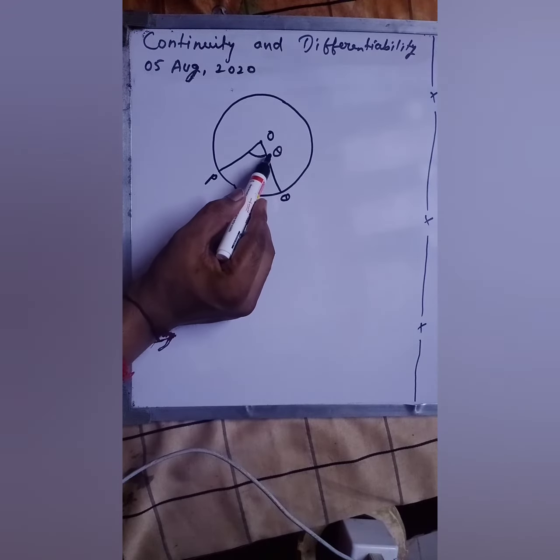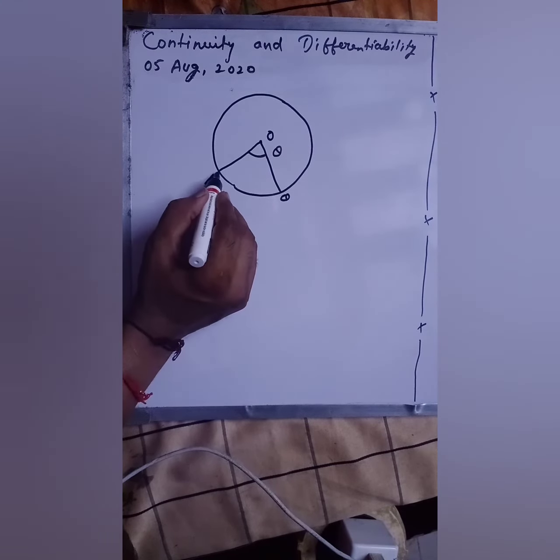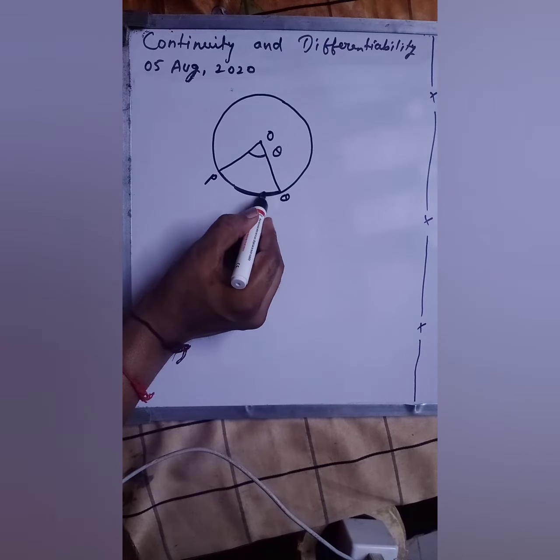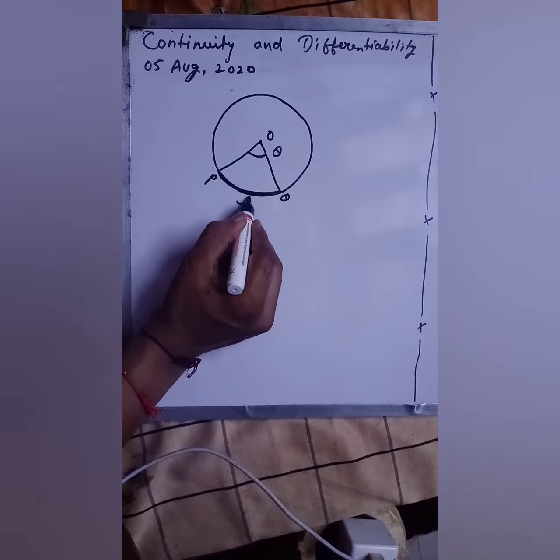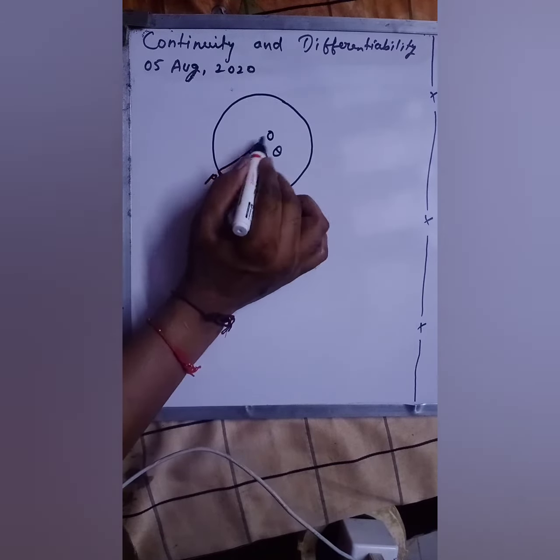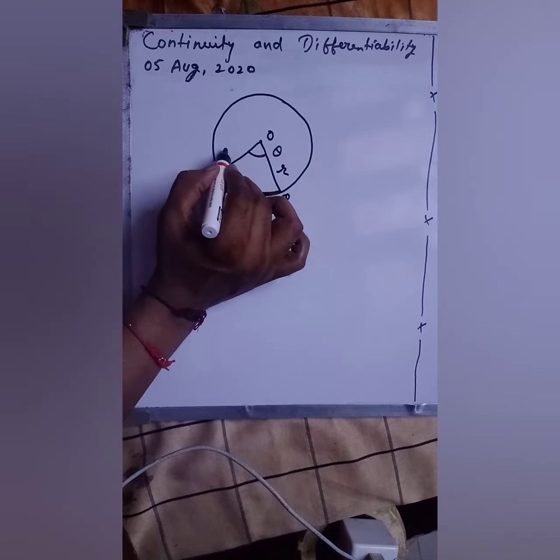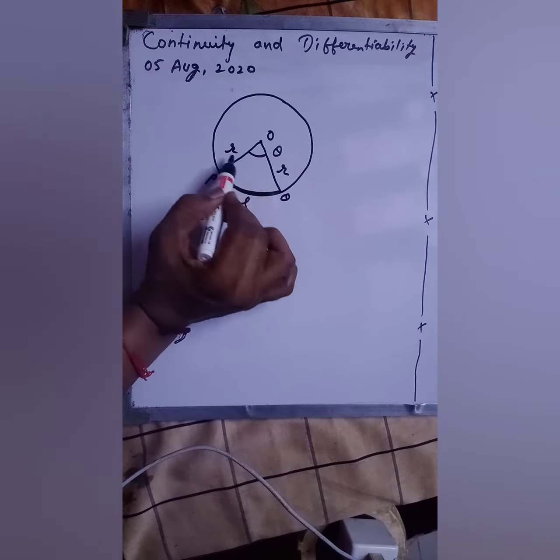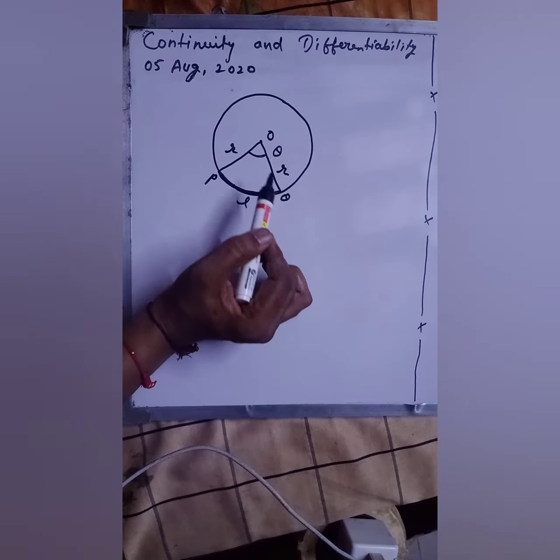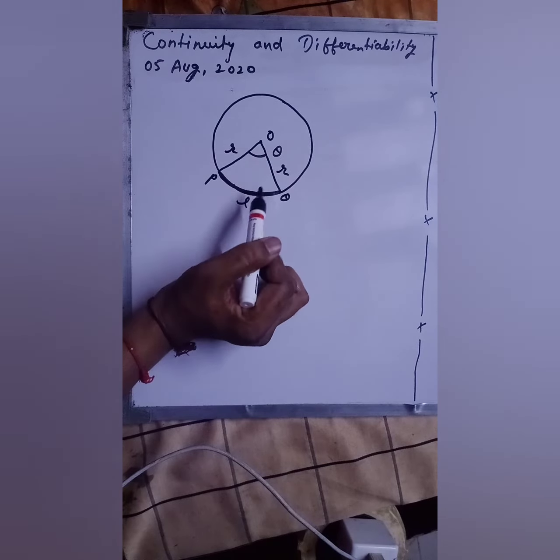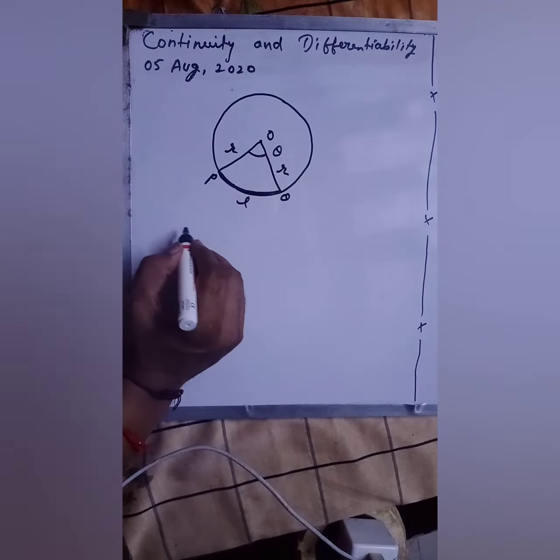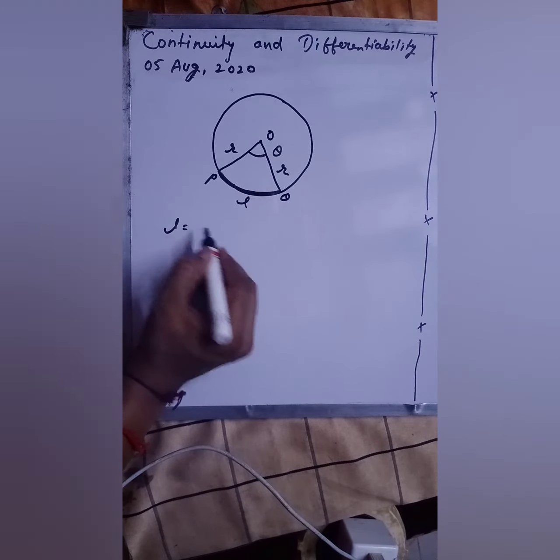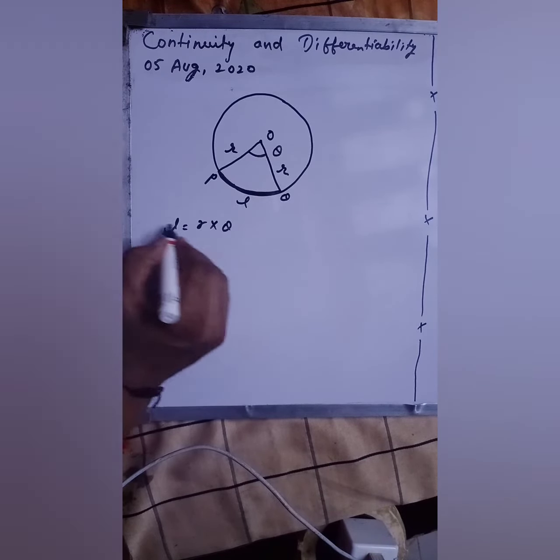I'm representing this angle by theta, and if we have to find out the length of this arc, that is PQ, suppose the length of this arc is L, and this OP and OQ will remain r, because both are the radius of the circle, so both will be equal. So now we have to find the relation between L, r and theta. As we know, L is equal to r into theta.